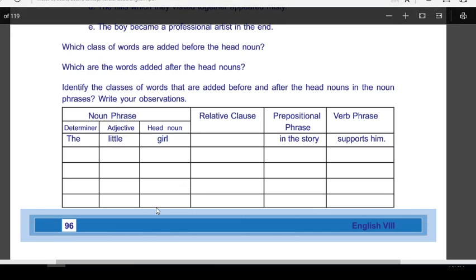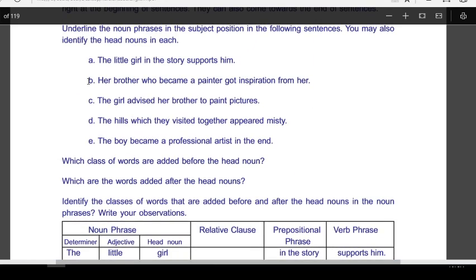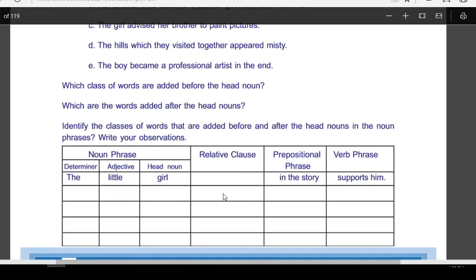Okay, now try to classify the classes of words from the other sentences. 4 more sentences are given here. You have to classify these classes of words and complete the table. You can write it in your textbook itself.